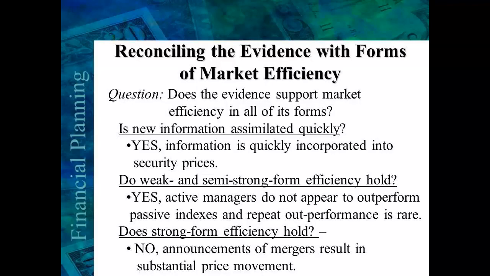Does the evidence support market efficiency in all of its forms? Let's consider three questions. First, is new information assimilated quickly? The answer to that, based on the evidence, is yes. Information is quickly incorporated into security prices. Second, do weak and semi-strong form efficiency hold? Based on the evidence, yes. Active managers do not appear to outperform passive indexes, and repeat outperformance is rare.